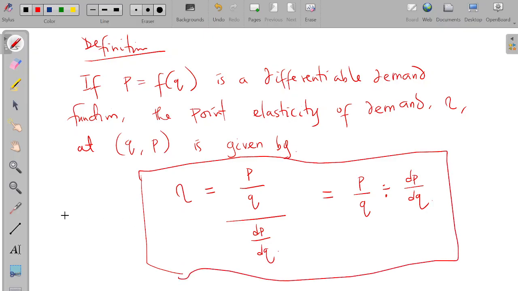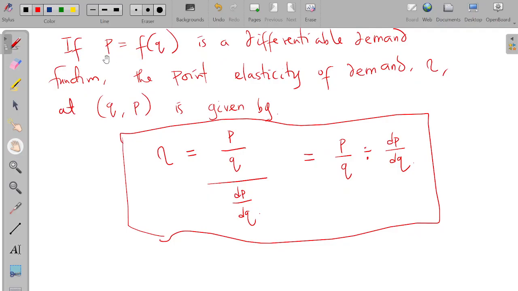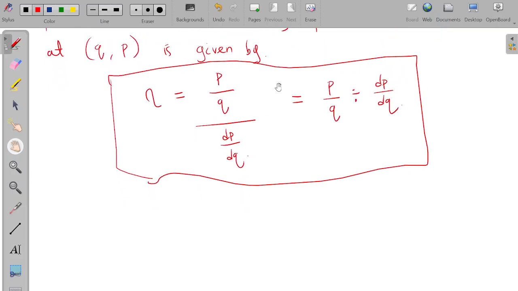That is the formula you are going to be using to find the point elasticity of demand. It is (P over Q) divided by (dP over dQ). That means when we are dealing with P given as a function of Q, we use this formula. Okay, that is the point elasticity of demand.